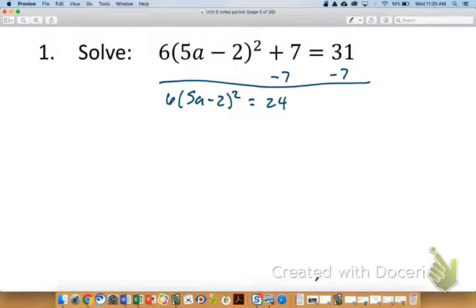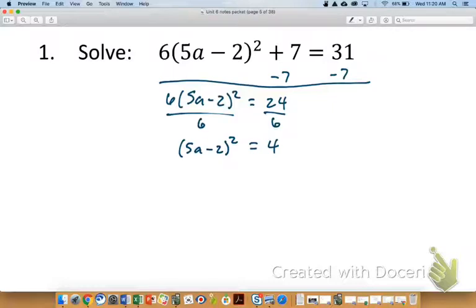Does anybody have a suggestion for maybe a second logical thought? Chase, what do you think? Dividing by 6. That would get the squared quantity by itself. So if I divide by 6... Multiply, like you just distributed it. Okay, you want to talk about that? Yeah.